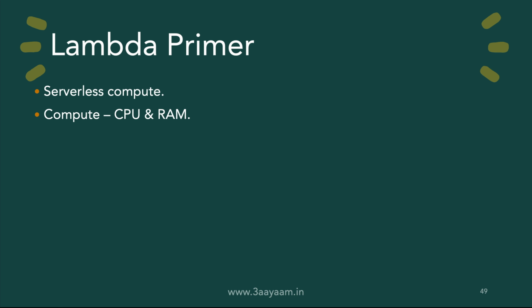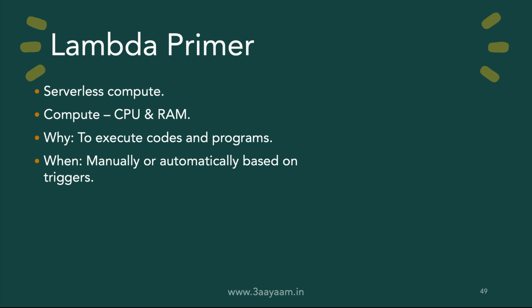Now, as I said, it is a serverless compute. So what is a compute? Compute is CPU and RAM, and along with it, some temporary storage. So that's what compute is. And why do we need this compute? We need compute to execute code and programs. As simple as that. So now let's say we write code, maybe it's Python code or Java code or .NET, whatever. We write the code and execute the code using compute. Now the question is, when do we execute the code? It can be executed manually or automatically based on something called Lambda triggers.